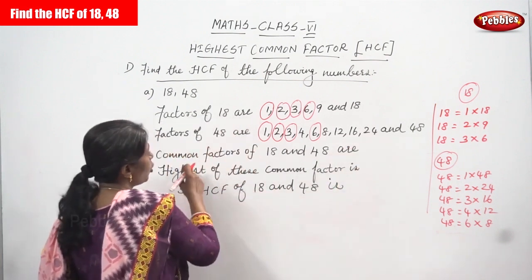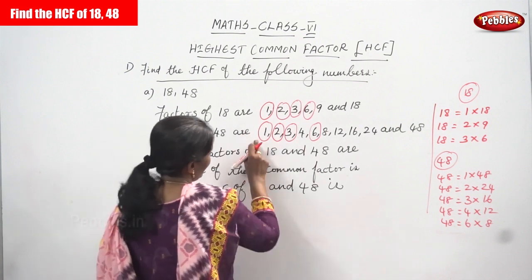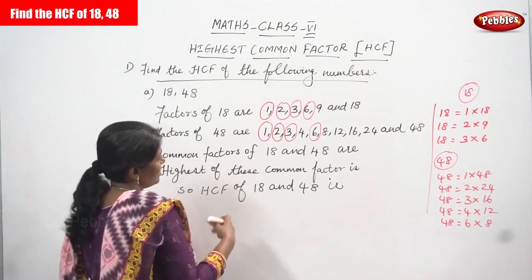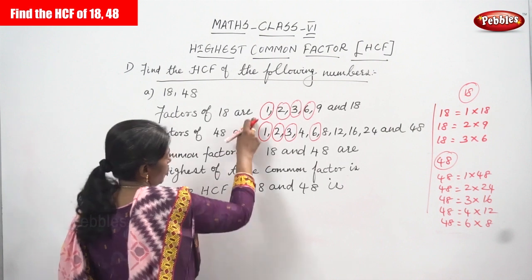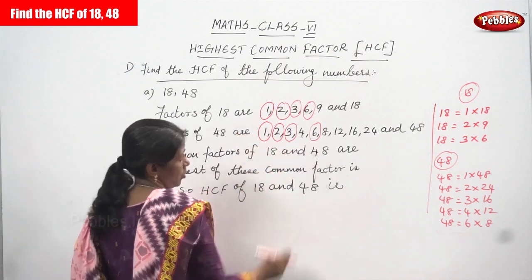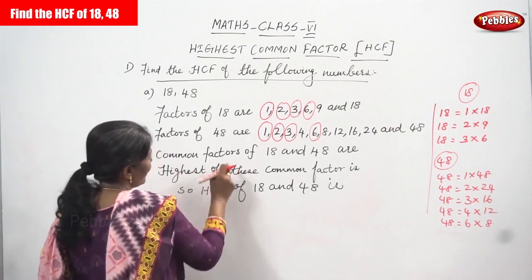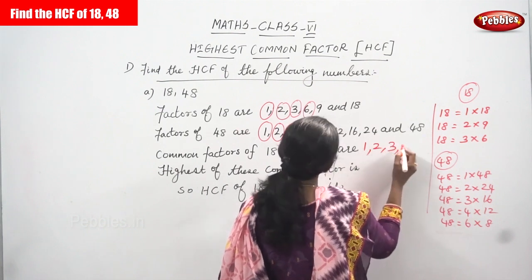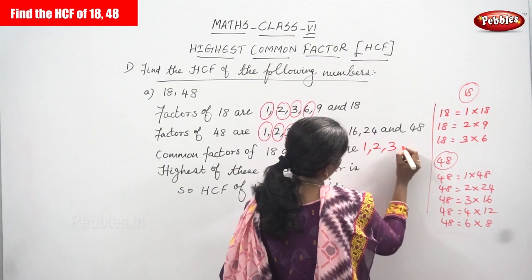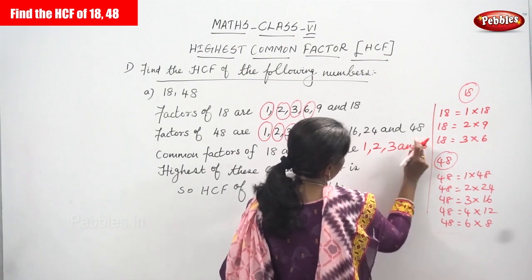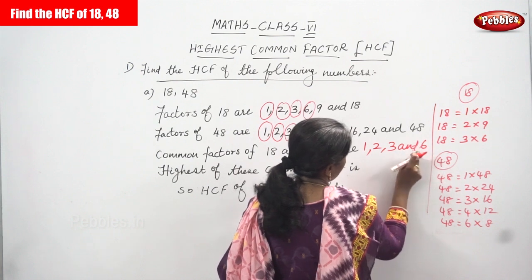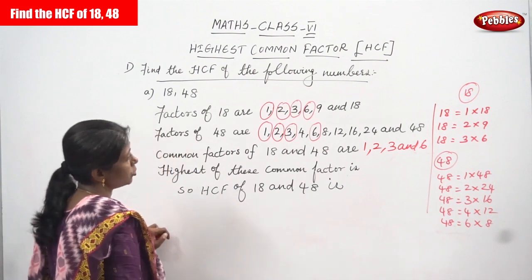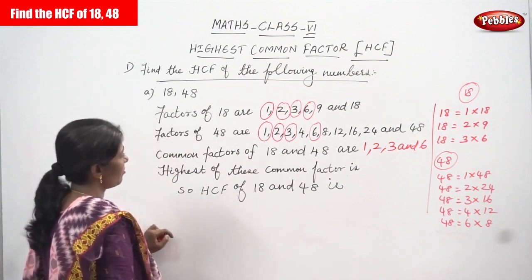After that you have to write the common factors of 18 and 48. That is 1, I've told you 1 is one and the same number. It always comes for all the given numbers as a common factor. So 1 and 2 and 3 and 6. So common factors of 18 and 48 is nothing but 1, 2, 3 and 6. These are the common factors of 18 and 48.